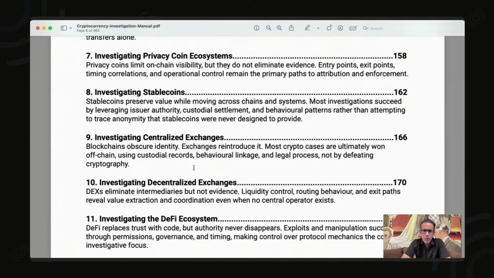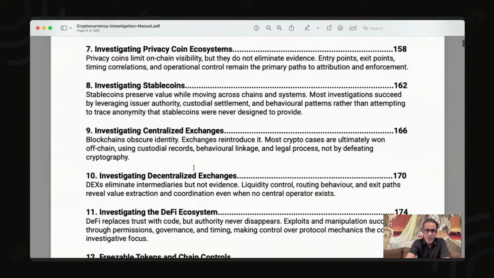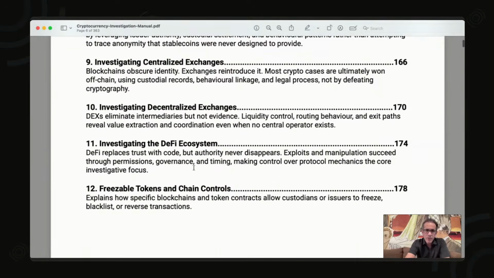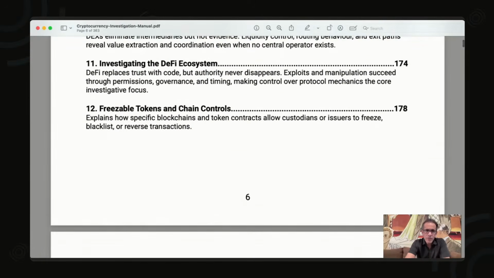investigation and analysis. Then we move into stablecoins like USDT, which you may have heard a lot about. Those are being used by a lot of criminals also. So we'll understand how to investigate stablecoins. Then investigating centralized exchanges, decentralized exchanges, and the DeFi ecosystem. Finally, we end that with freezable tokens. In fact, that's something a lot of people don't know about.